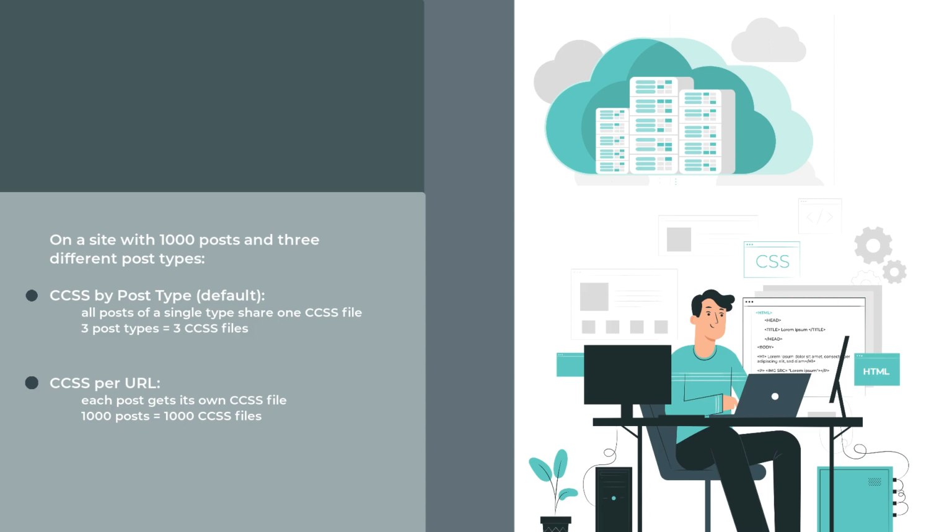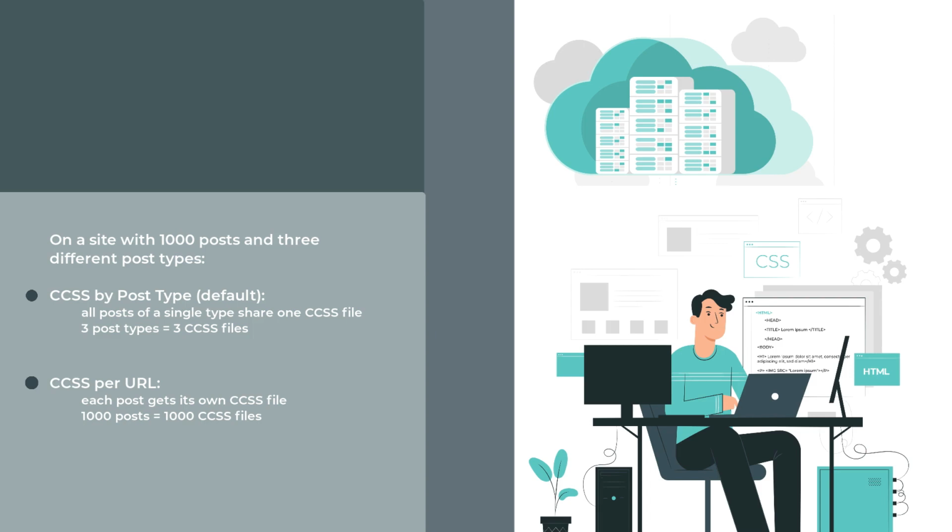This behavior is configurable though, so if your site is designed so that each page has unique styles, you can enable CCSS per URL. With this setting enabled, an individual CCSS file will be generated for each and every page. This option generates many files. Got 1,000 posts? Say hello to 1,000 new CCSS files. If your hosting plan limits the number of files you can have, this may pose a problem.